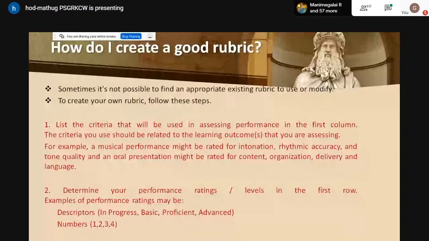Then you determine your performance ratings or levels in the first row. Examples of performance ratings, as I have shown you in the example, can either be a descriptor or a number. As a descriptor, you can have in progress, basic, proficient, advanced, or, as in our case, average, good, excellent, and you can award scoring in numbers also.